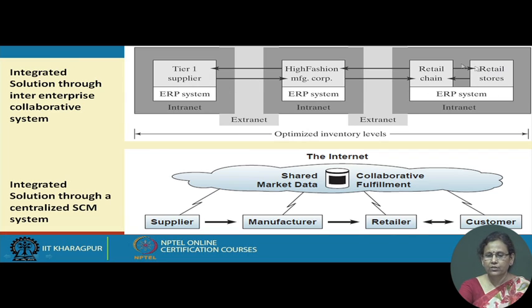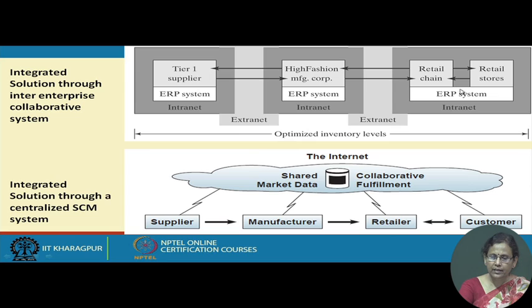So, from the retail store it can come to the retail chain, then to the distribution centers, then it can come to the manufacturer, then the manufacturer accordingly asks for the raw material from the supplier, and so on. So, in this process the ERP systems of the individual entities can share information. This is one way of getting the information shared.